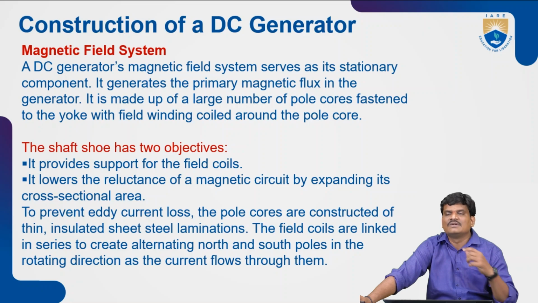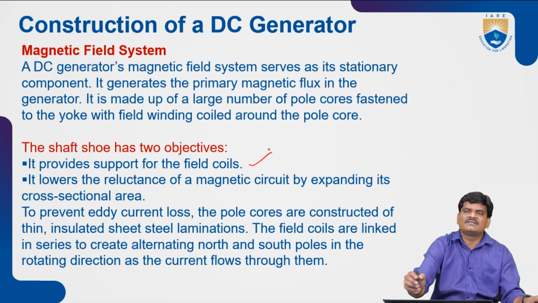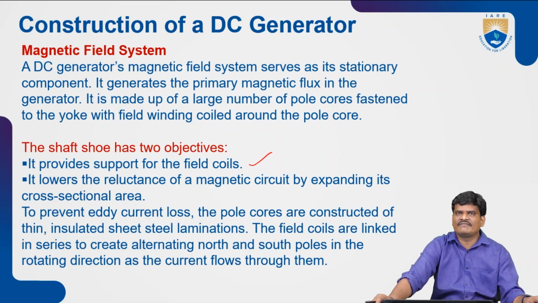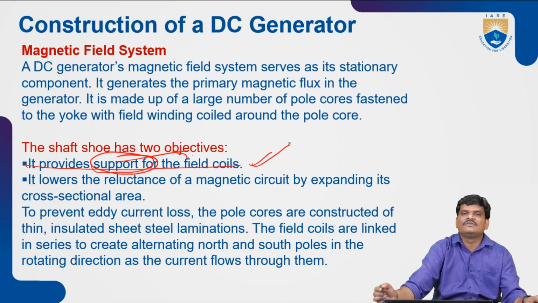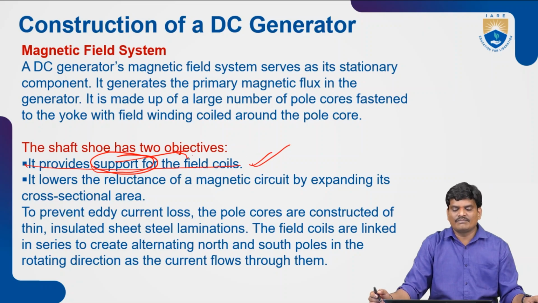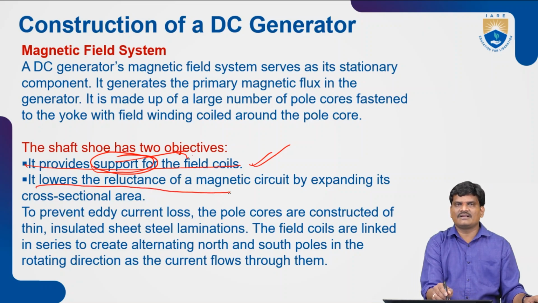Coming to the pole shoe. Here the pole shoe has 2 objectives mainly. One is that it provides support for the field coils. There are a certain number of field coils in the construction of a DC generator, and in order to provide mechanical support for the field coils, I can use this pole shoe. And not only that, it is also used to lower the reluctance of the magnetic circuit by expanding its cross-sectional area.